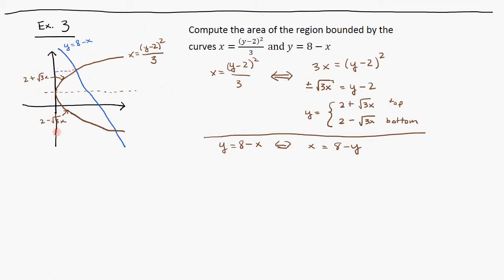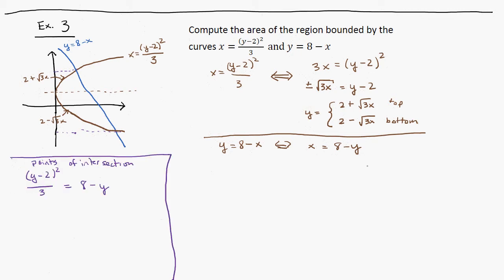So this point here and this point here. To get the y values where they intersect, I set the two x equations equal to each other. So this equation I set equal to this equation. So I get this equation, and now I solve for y. So solving for y, you see we get two y values, so negative 4 and 5. So y equals negative 4 is here, and y equals 5 is here.